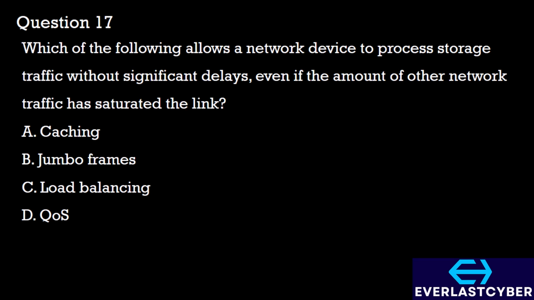Question 17. Which of the following allows a network device to process storage traffic without significant delays, even if the amount of other network traffic has saturated the link? A. Caching. B. Jumbo frames. C. Load balancing. D. QoS.